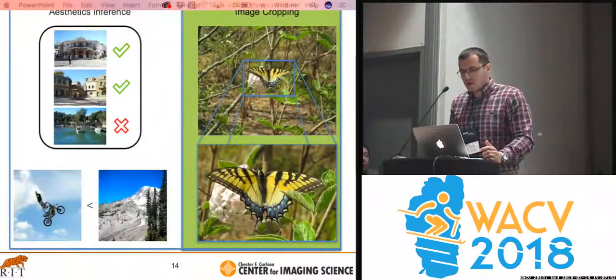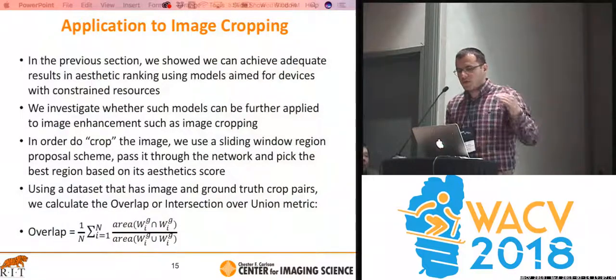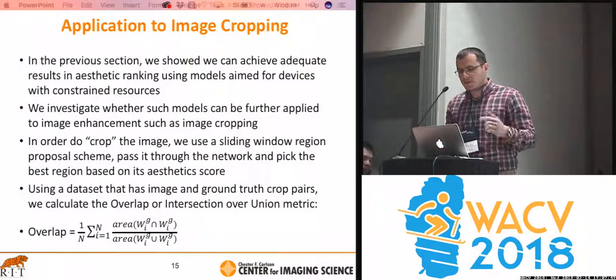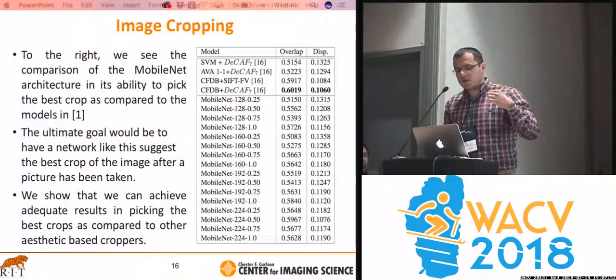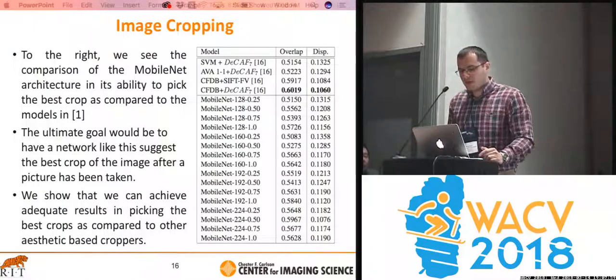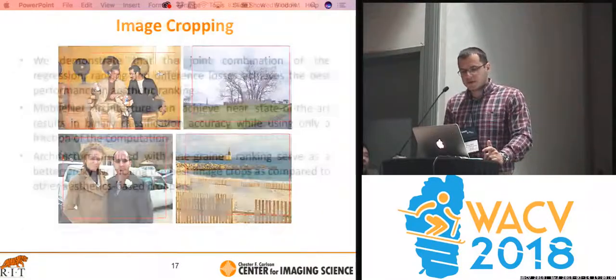Okay, so we get to image cropping. I use the different models as proxy functions to pick the best crops. I show here that we achieve very good results, especially compared to other aesthetic-based rankers, which are the first and the second models at the top. Here are some examples.